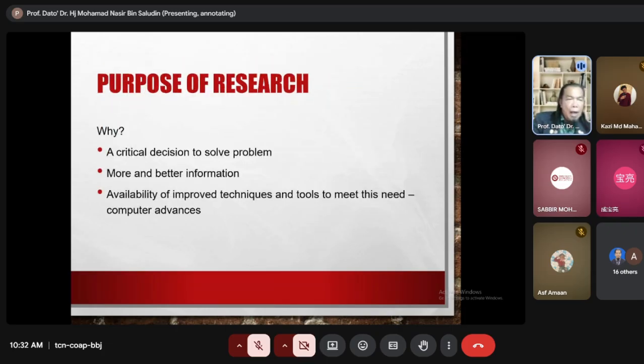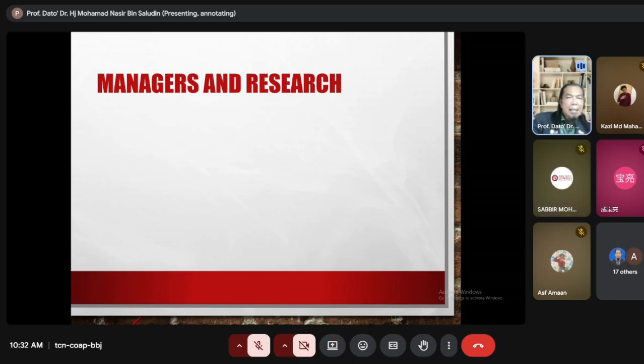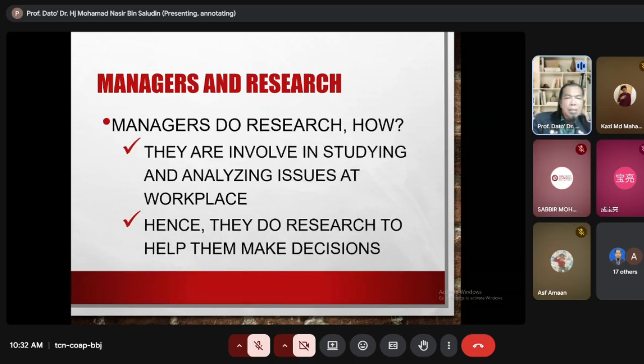Purpose of research, why? A critical decision to solve a problem, more or better information, availability of improved techniques and tools to meet computer advances. Managers and research: managers do research, they are involved in studying and analyzing issues at the workplace, and they do research to help them make decisions.